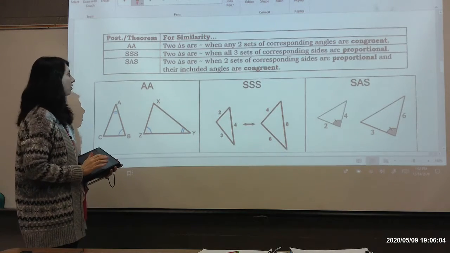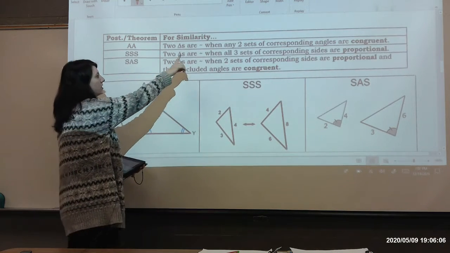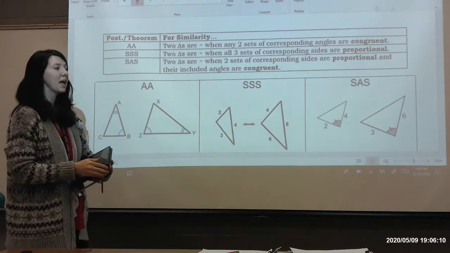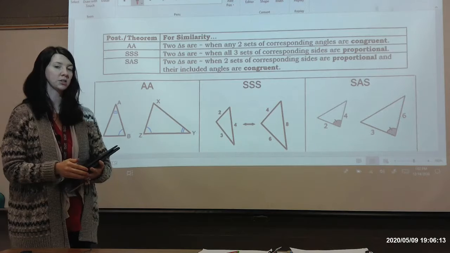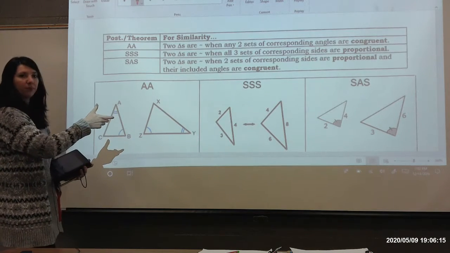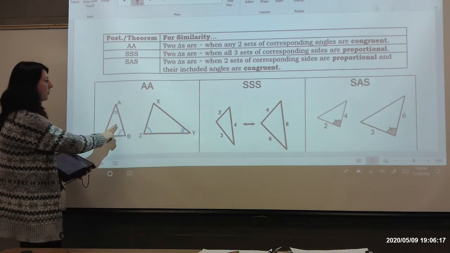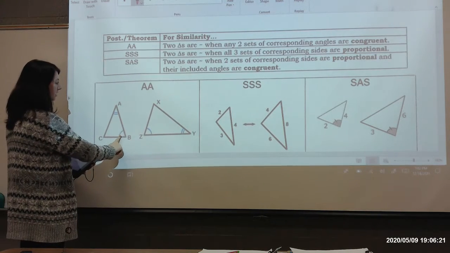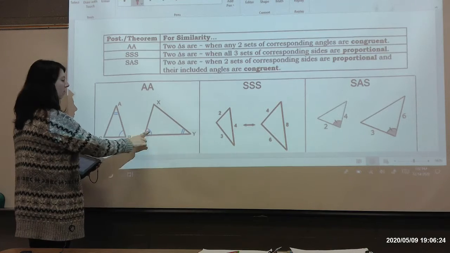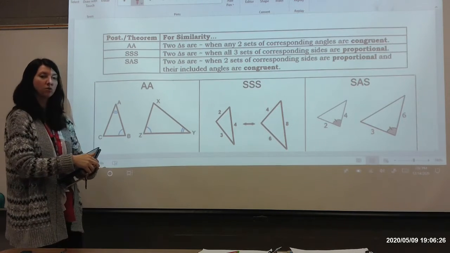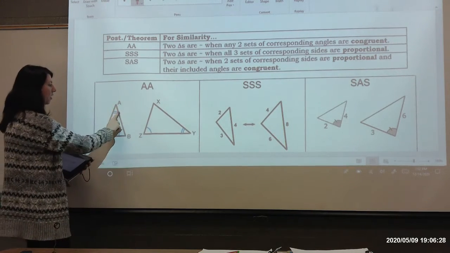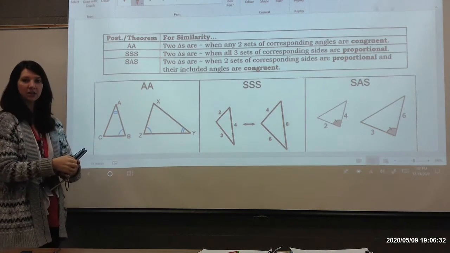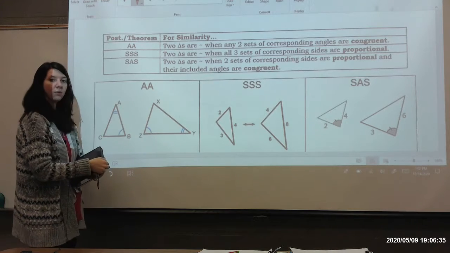So angle, angle theorem says 2 triangles are similar when any 2 sets of corresponding angles are congruent. Corresponding means that they match up. Right? So here's an example of angle, angle. We have 2 triangles here, and we have angle B is congruent to angle Z. So we have one set of corresponding angles that are congruent. And then angle A is congruent to angle Y. So we have 2 sets of corresponding angles that are congruent.